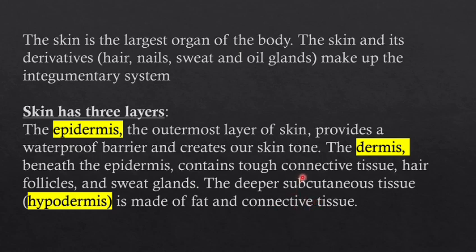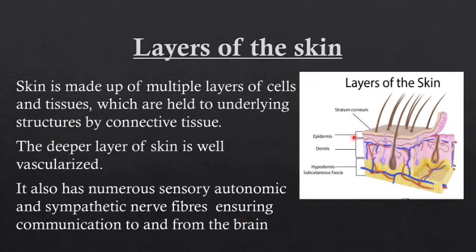Here, please remember this one. There are three layers: epidermis, dermis, hypodermis. The epidermis is the outermost layer of the skin. It provides a waterproof barrier. In the dermis, the main things present are connective tissue, hair follicles, and sweat glands. In the hypodermis, fat and connective tissue. Connective tissue is present in two layers, dermis and hypodermis, but not in epidermis. Okay, clear? See, this is the layer I explained in the previous slide.